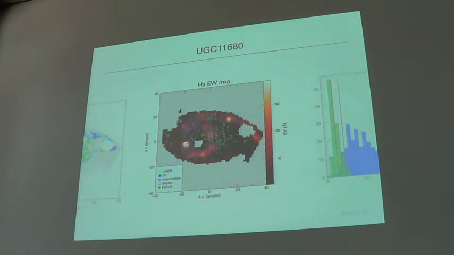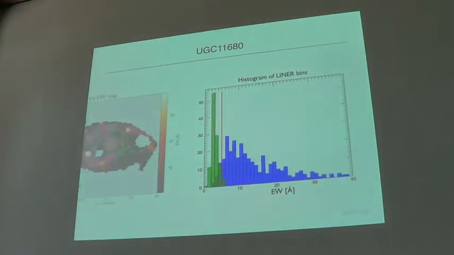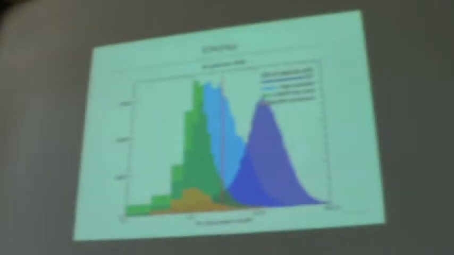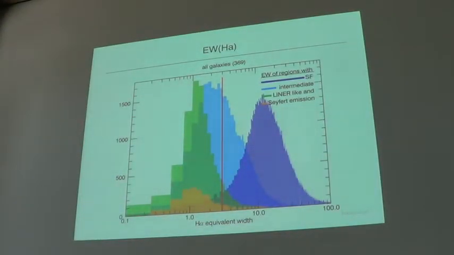And what we see here and in other galaxies is that the green regions, which are classified as LINER, especially correlate with regions of a low equivalent width, and you see that better in the next histogram here. Those LINER regions are mostly all below the 3 angstrom line, and that is just for one galaxy. I show you this now for 369 galaxies, and you see this quite nicely on this plot.